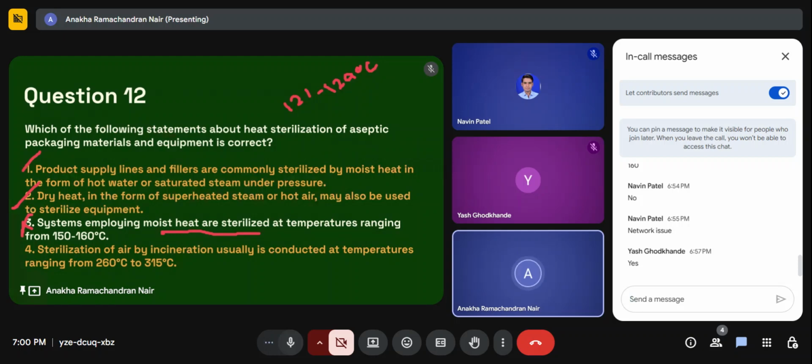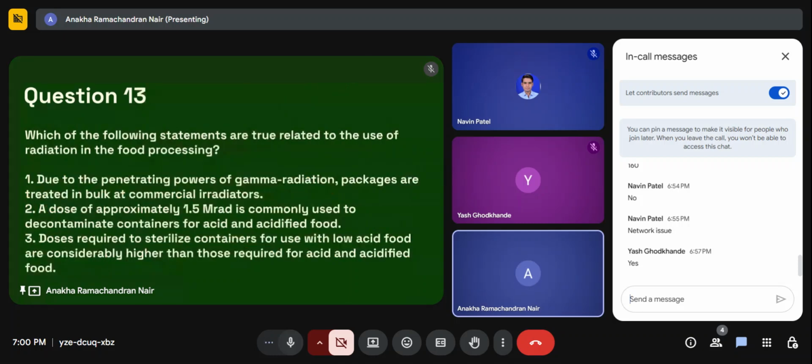So question number 13 is, which of the following statements are true related to the use of radiation in food processing? So option 1 is, due to the penetration power of gamma radiation, packages are treated in bulk at commercial irradiators. Option 2, a dose of approximately 1.5 millirad is commonly used to decontaminate containers for acid and acidified foods. Option 3, doses required to sterilize containers for use with low acid food are considerably higher than those required for acid and acidified food.